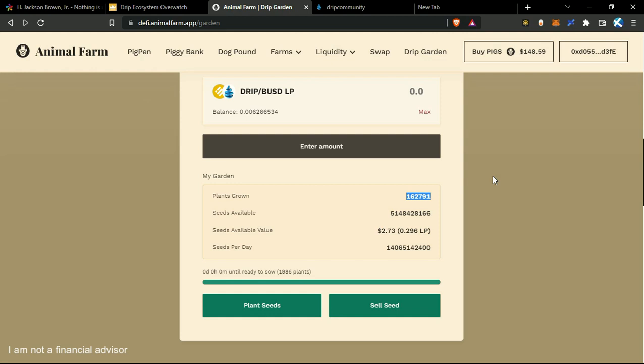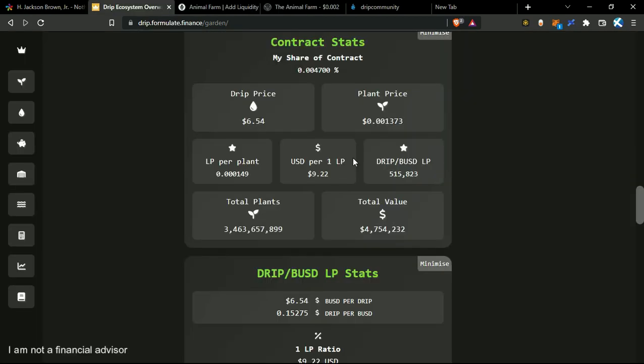And so I was in Telegram earlier, and a couple people were mentioning that they were more concerned about the decay in the drip garden more than anything. And yes, decay is part of the game in the drip garden. However, you have to remember, look at the LP price right now. Just imagine when the LP token price starts to go up. Right now, the LP token price is at $9.22. What happens when it goes to $20, when it goes to $30 or $40?